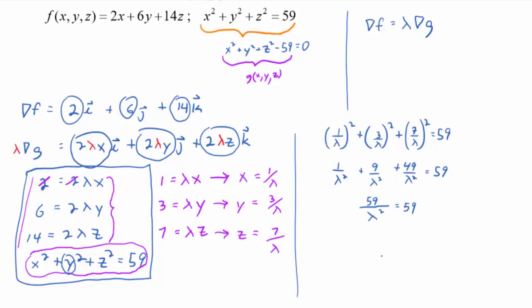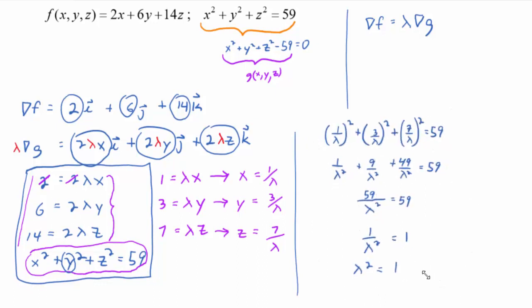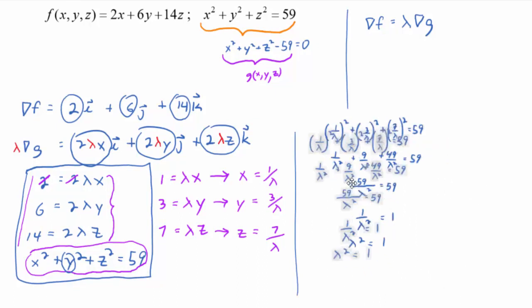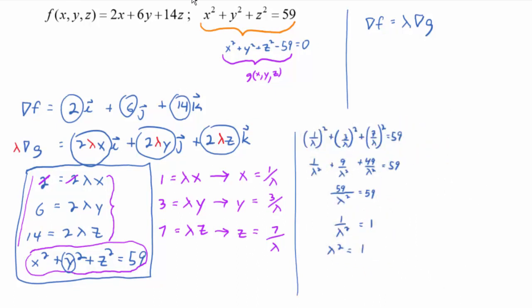Anyway, what do you get? You can divide out the 59s. 1 divided by lambda squared equals 1, or lambda squared equals 1. Well, lambda squared equals 1, and then lambda definitely equals plus or minus 1. If you take the square root of both sides, plus or minus 1. 2 cases then, right? What happens when lambda equals 1? What happens when lambda equals negative 1?